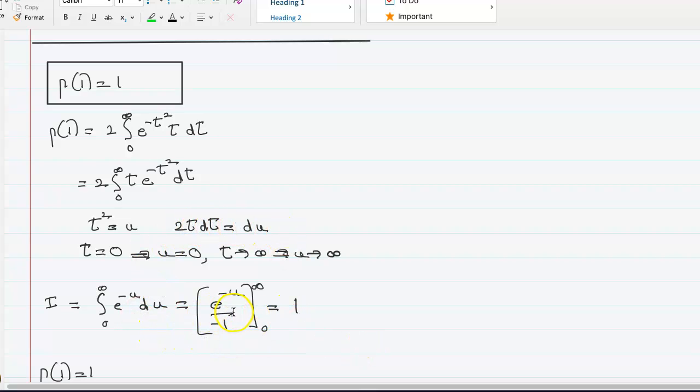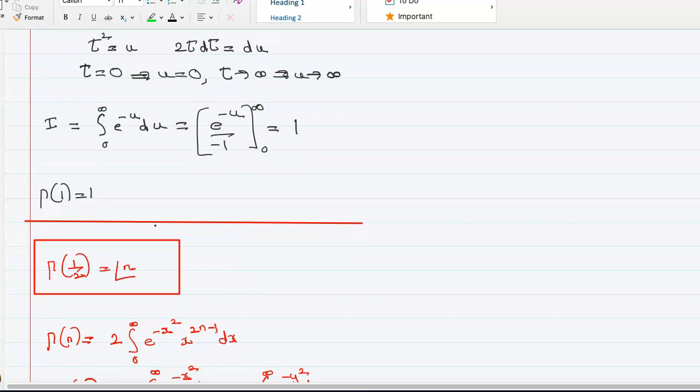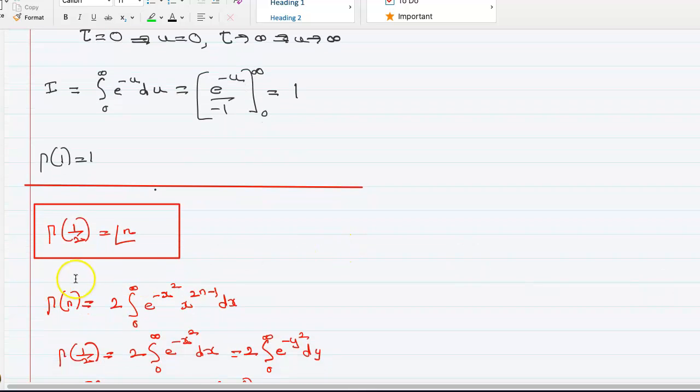When you integrate, you get e raised to minus u by minus 1 within the limit 0 to infinity. 1 by infinity is 0. So I get 0 minus minus plus 1, which is 1. So gamma 1 is 1. Next, we show that gamma half is n factorial. Now gamma n is twice integral 0 to infinity e raised to minus x squared x raised to 2n minus 1 dx. So what is gamma half?